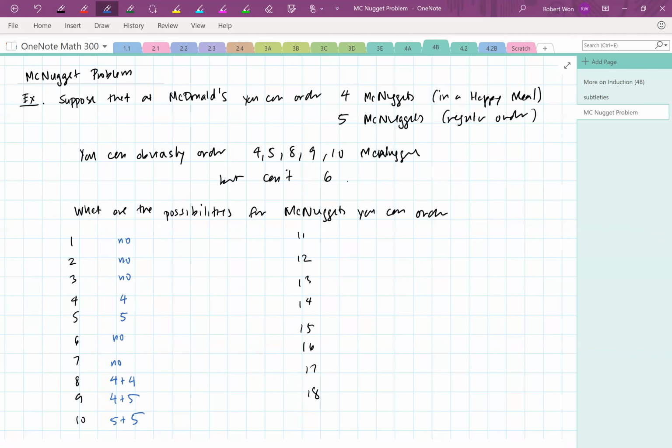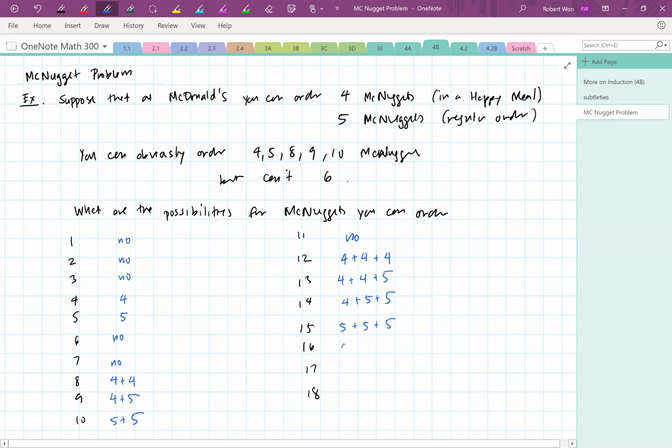Now, can you order 11? If you start with 4, then you'd have to get 7 more, which you can't do. If you started with 5, you'd have to get 6 more, which you also cannot do, because you can't do 6 or 7 here. So no matter how you start, you can't get 11. But you can get 12. How do you get 12? You just order three 4s. You can get 13, 4 plus 4 plus 5. You can get 14, 4 plus 5 plus 5. And you can get 15, 5 plus 5 plus 5.